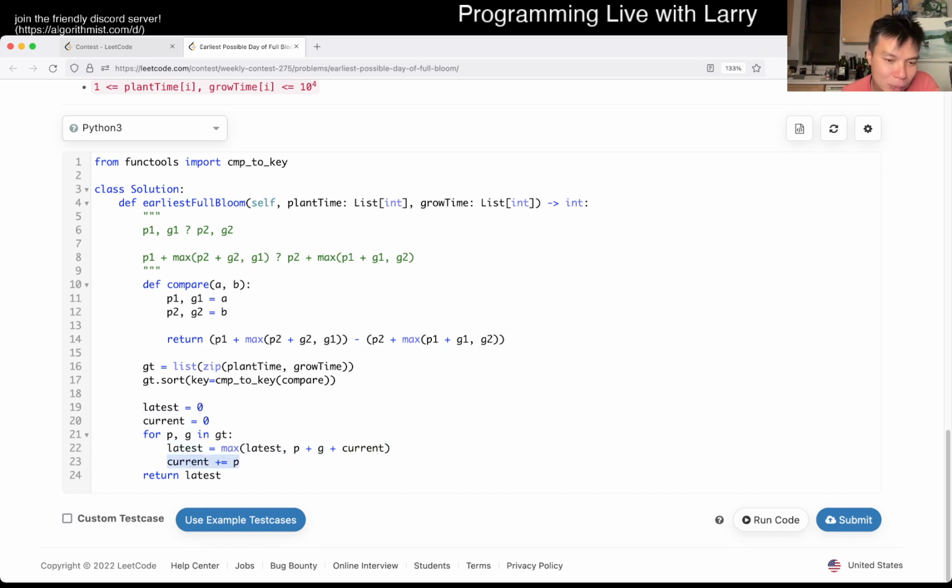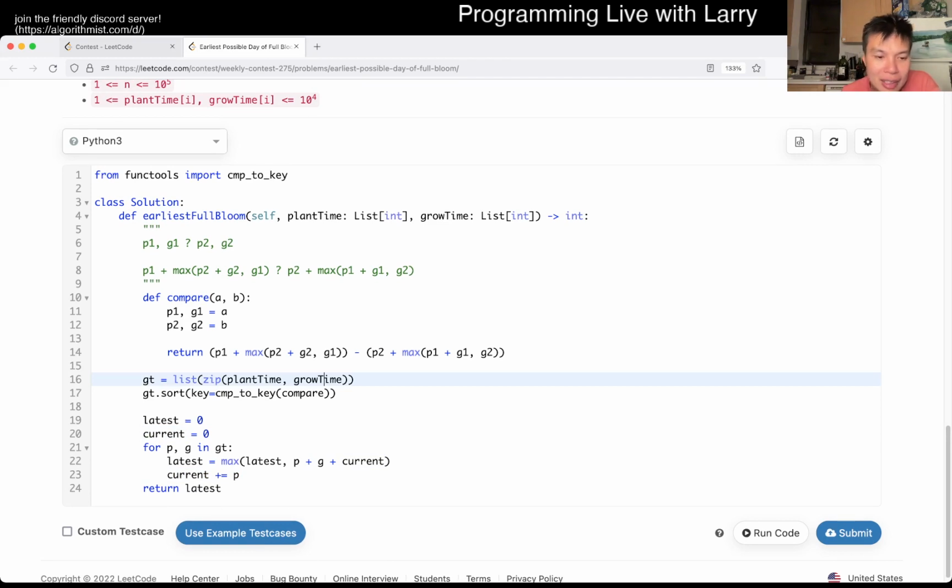And then of course you move the current time to plus plant, because now the current time is the next time you can plant a new plant. But yeah, and of course this is going to be n log n, because this is sorting, and O of n space, linear space, because we do zip into list. You could do things in place, but I don't count that anyway. So yeah, this is going to be n log n and O of n space for me.